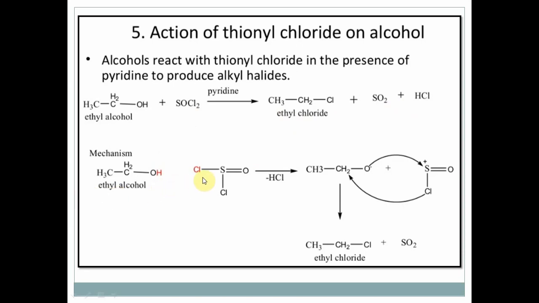this H and this Cl are removed as HCl, and we will get this anion. This lone pair attacks the S positive, and this Cl removes its bond pair and attaches to this carbocation, and we will get ethyl chloride and SO2.